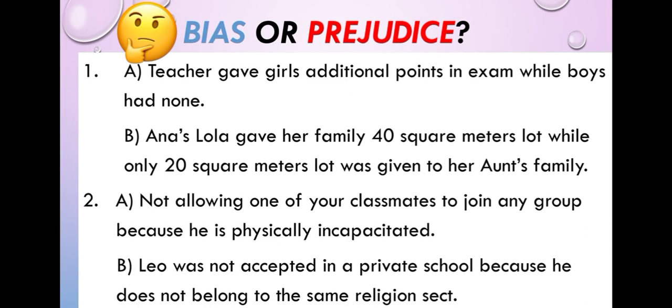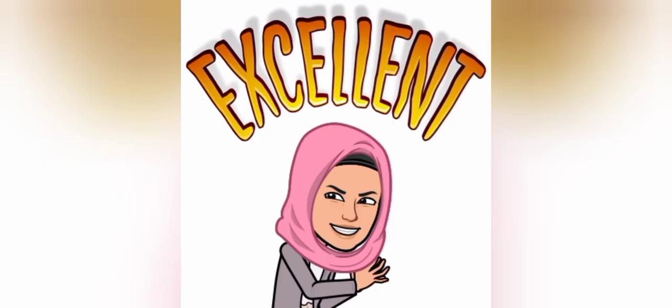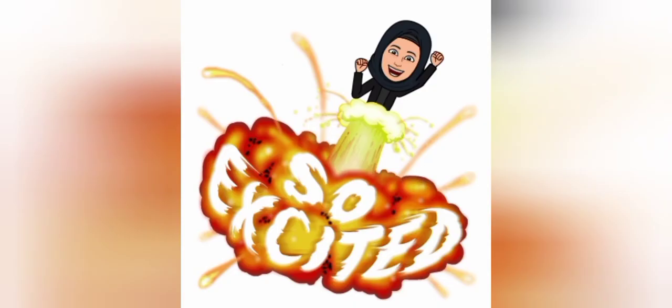For number 1, the answer is bias, and for number 2, the answer is prejudice. If you got both correctly, you're excellent. But if you got them wrong, it's okay, because as we go through our lesson, you will understand how these two words differ. So let's go.